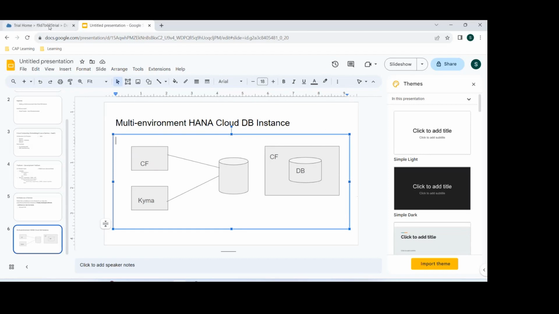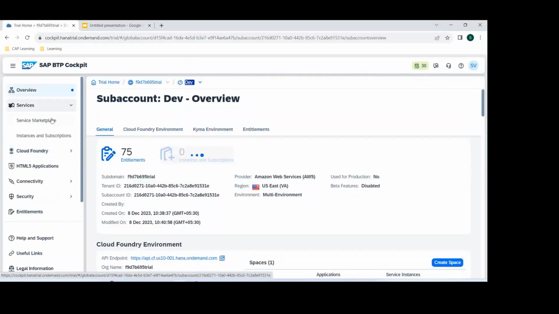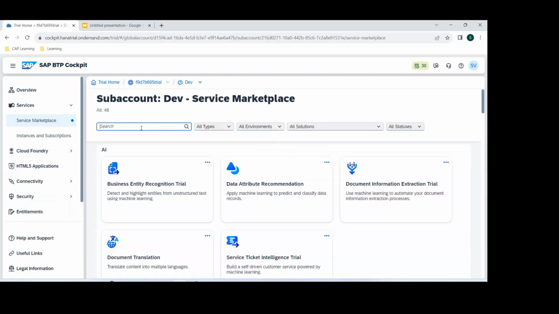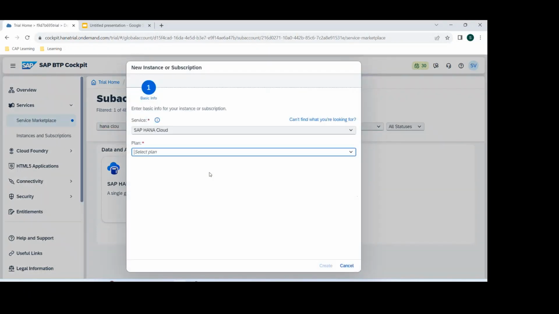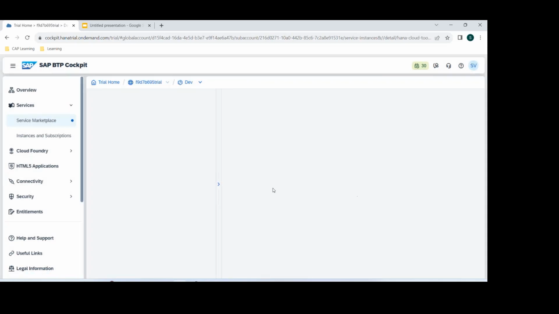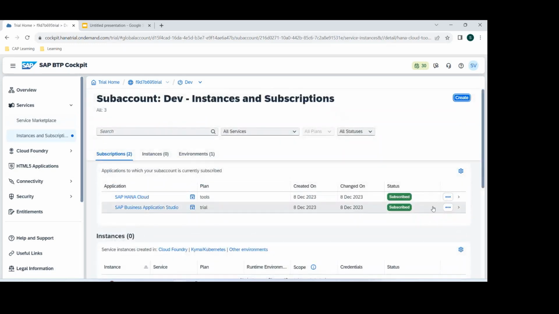So let's first create a DB instance, which is going to be central. We are not going over here. Rather, we are going to the service marketplace of your BTP subaccount. Here, you simply go with SAP HANA Cloud and say create. You are going to create a tool subscription, where SAP HANA Cloud is your tool. The moment you create it, the system is going to create a subscription for it, and that subscription is going to help you whenever you would like to connect to it.